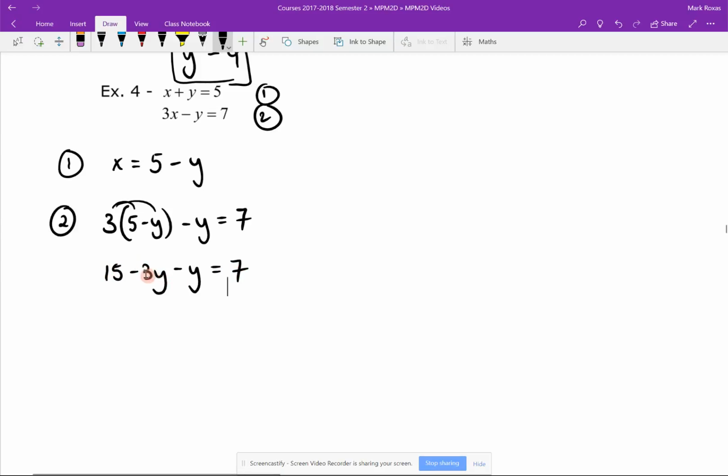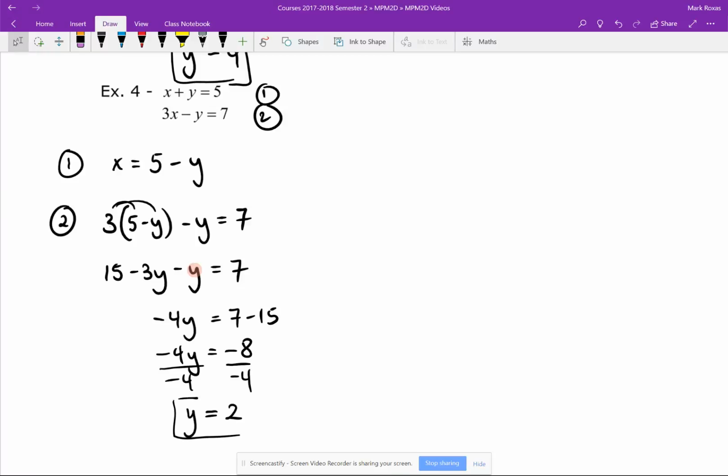Collect like terms. Minus 3y minus y is minus 4y. And if I subtract 15 from both sides, I have 7 minus 15. No more 15 on the left. Okay, and then let's simplify a little bit. Negative 4y equals 7 minus 15, which is negative 8. And if I divide both sides by negative 4, I can isolate y. So y equals 8 divided by 4 is 2. So there we go. y equals 2.